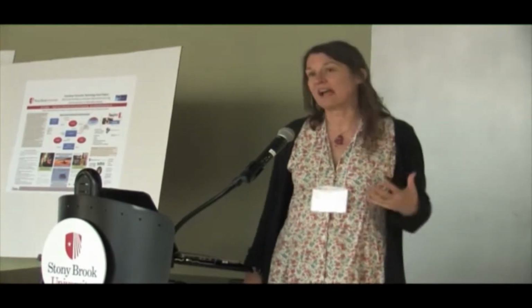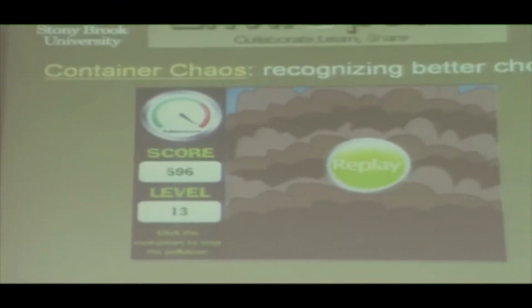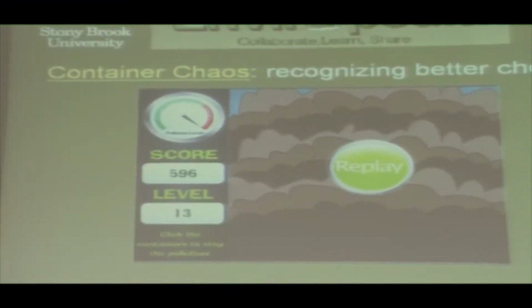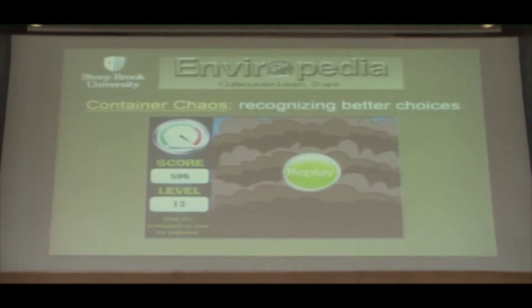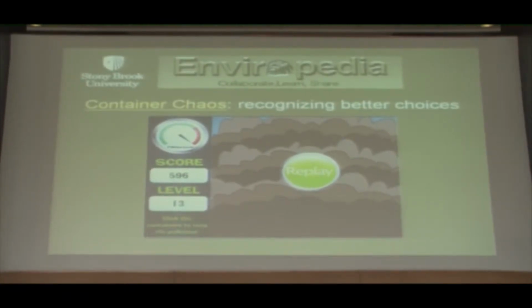This is our casual game. We call it Container Chaos, and it's one of those games that you play on the internet. So you have containers falling, and you have to click on them to get rid of them, and you gain points for all the ones you click on. But if you miss any and they hit the ground, they pollute the earth. And the amount of pollution depends on their carbon footprint. And so, yes, I will show that to you later.